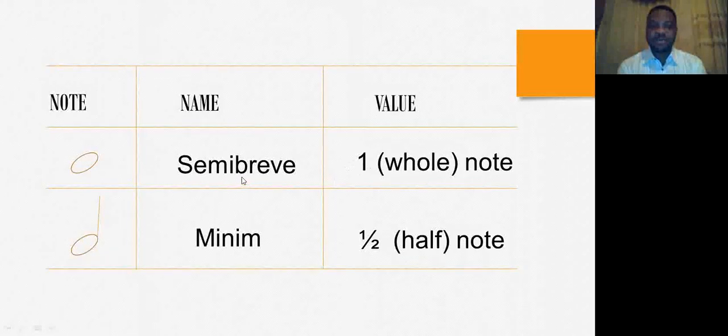Now, what is the value of semi-brief? One note. That's just it. Or you call it O note. Either call it one note or you just simply say O note.